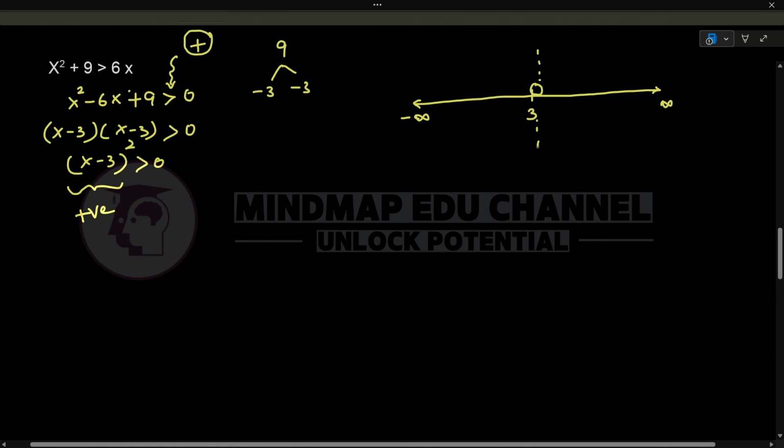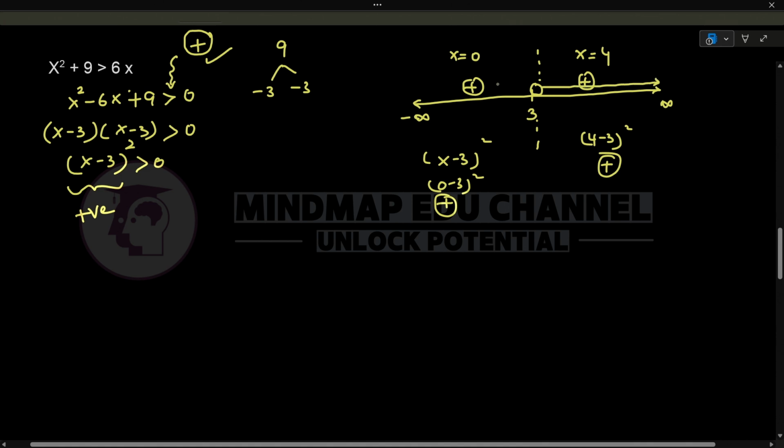Now we have two sections on the number line. Let's take here x equals 0 and here x equals 4. Now substitute here x minus 3 the whole square. So 0 minus 3 the whole square, you will get a positive answer here. And 4 minus 3 the whole square, again you will get a positive answer here. So positive and positive, and our expression is also greater than. That means we need positive values. So that means from 3 towards the positive infinity and from 3 towards the negative infinity except 3.